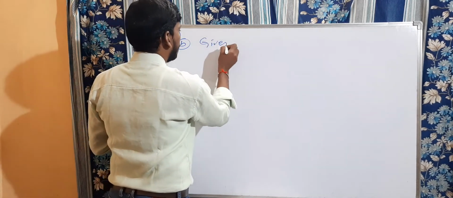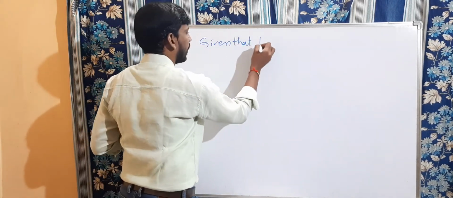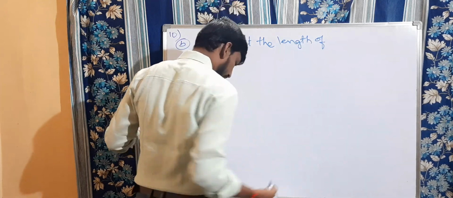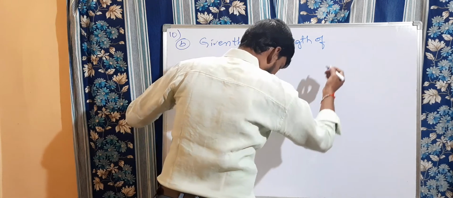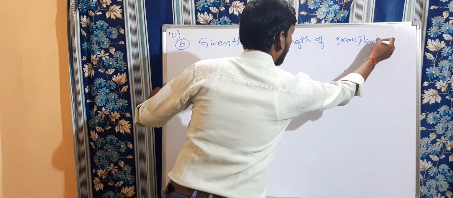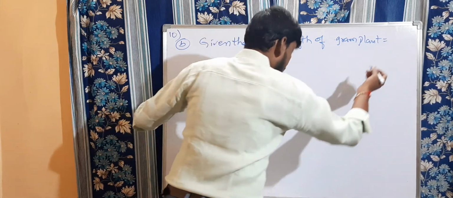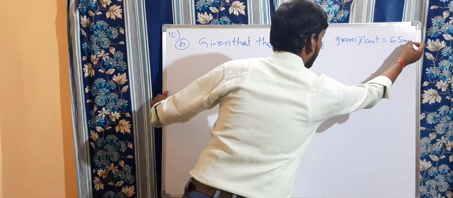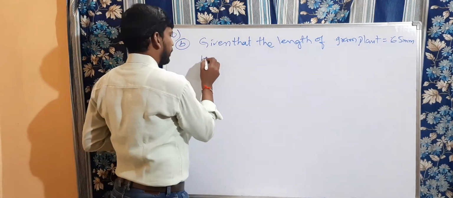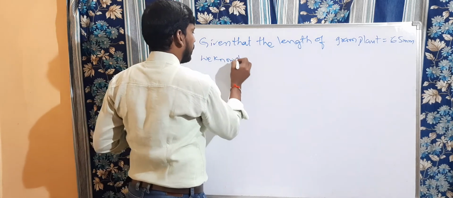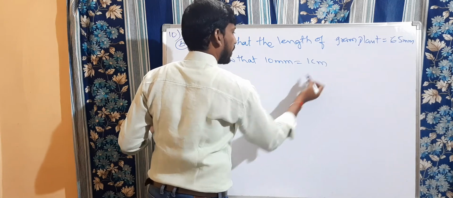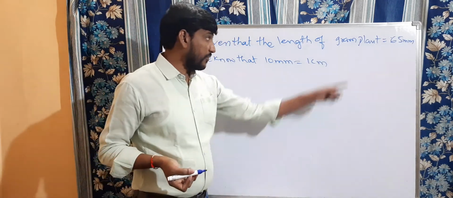Now the B bit of the 10th question. Given that the length of a young gram plant is 65 millimeters. They are asking to convert this into centimeters. So we know that 10 millimeters is equal to 1 centimeter. Clear? Now I want 65 millimeters.